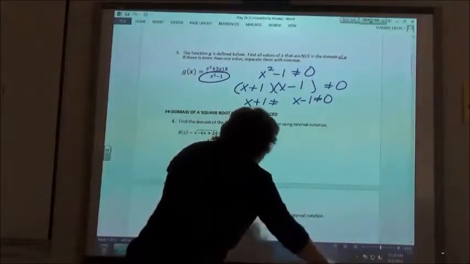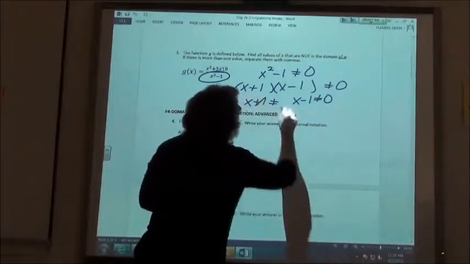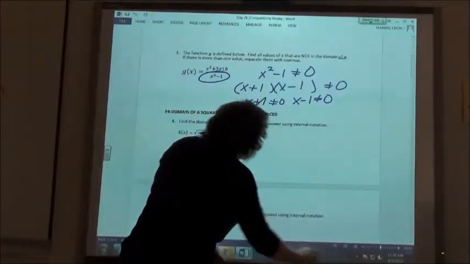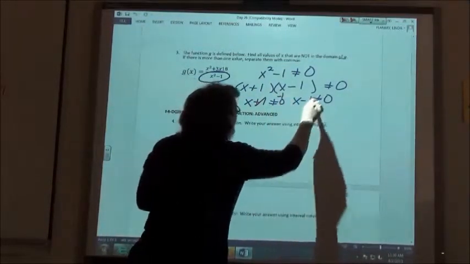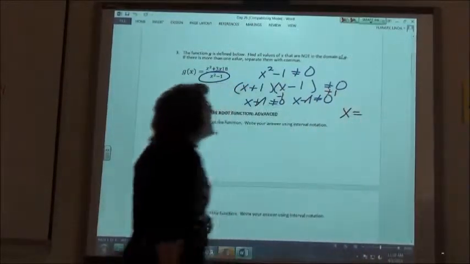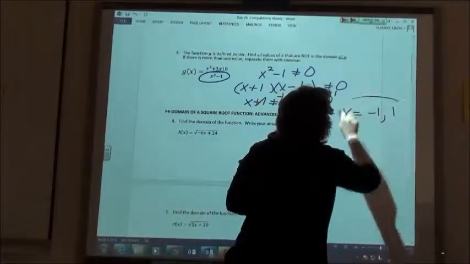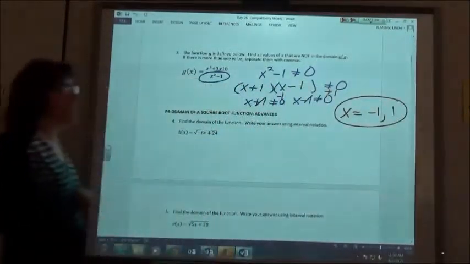And so when we move our numbers over here, I forgot to put my 0. Here I'm going to minus my 1. Here I'm going to plus my 1. So the two values on this one that are not in my domain would be negative 1 and positive 1. Those are the numbers that are not in the domain.